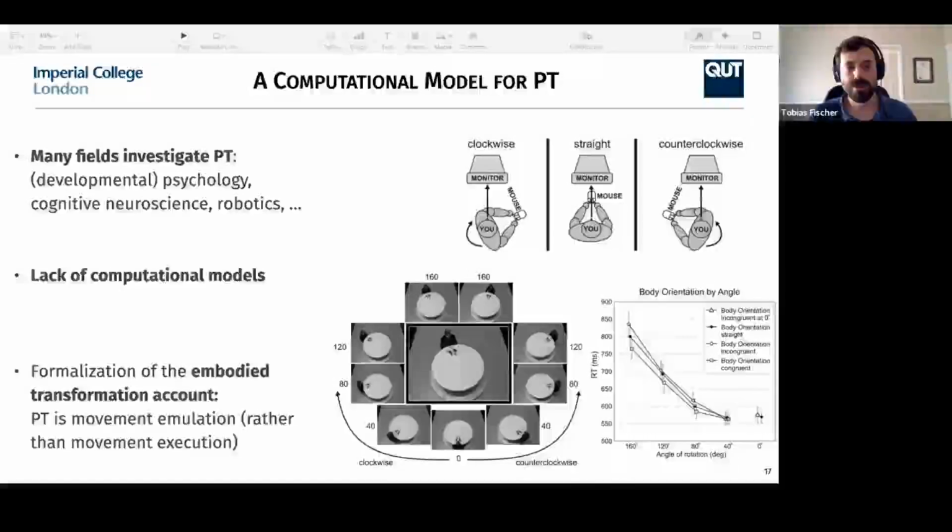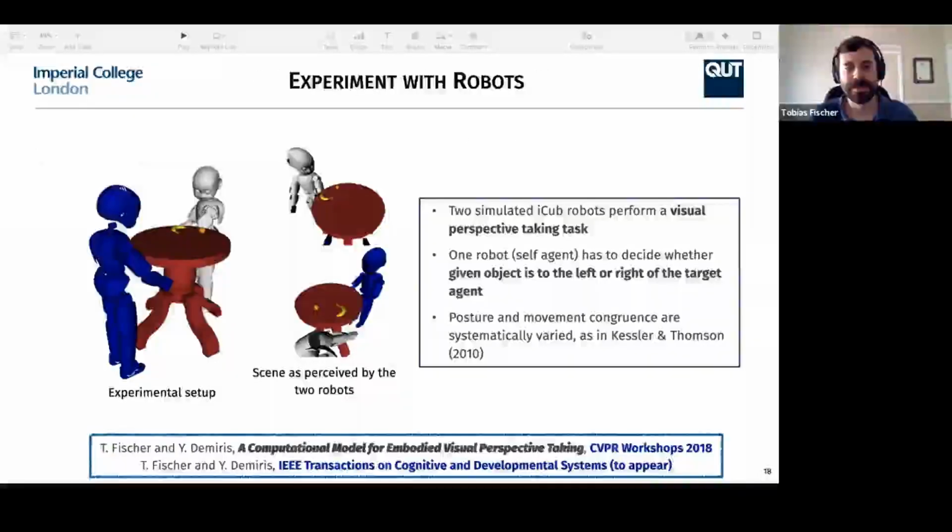So I formalized what they call the embodied transformation account. It's quite a simple thing, really. What it says is that perspective taking is the emulation of movement. So you imagine to move to that other person's perspective, rather than physically moving to the other person's perspective. From a robot's point of view, it's a matter of executing a command, or just thinking about the command and then simulating what that command would look like.